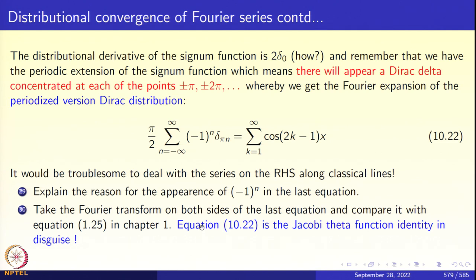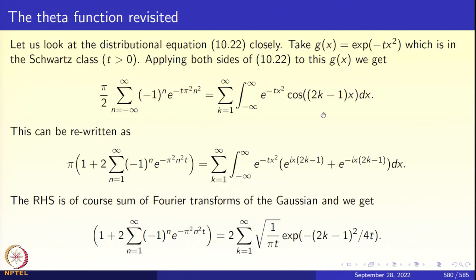Let us now do another exercise. Instead of taking the Fourier transform of both sides, let us directly pair both sides with a Schwarz function g(x). Which Schwarz function g(x) am I going to choose? No prizes for guessing. I'm going to choose my g(x) to be e to the power minus t x squared, t real positive.